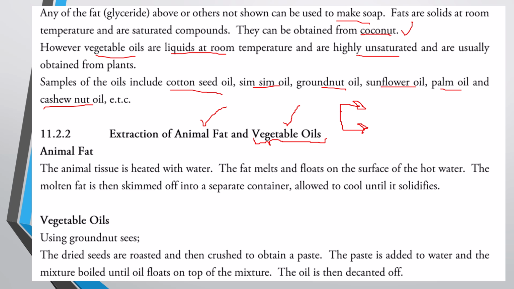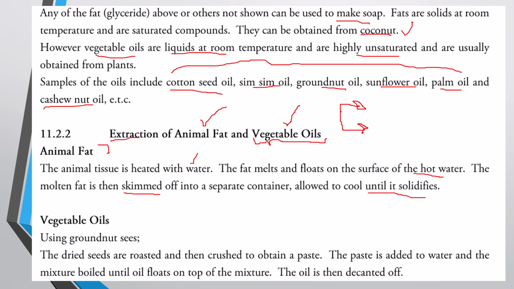If you are given the sources it comes from, I gave you a wide range of examples. Starting with animal fat, you say that the animal tissue is heated with water. The fat melts and floats on top of the surface of the hot water, and the molten fat is then skimmed off into a separate container where it is allowed to cool until it solidifies. That's how we extract animal fat. That's not how we prepare soap, that's how we extract it. That's why we say extraction of these 2 raw materials, both animal fat and vegetable oils.